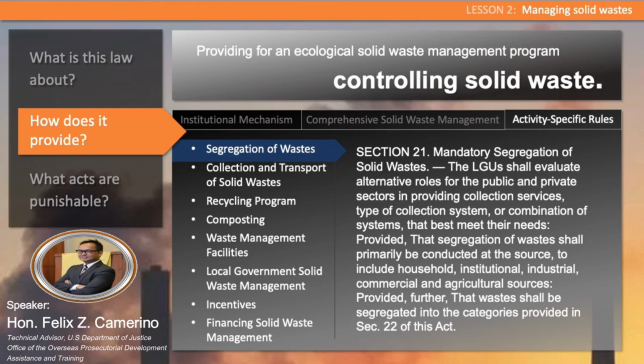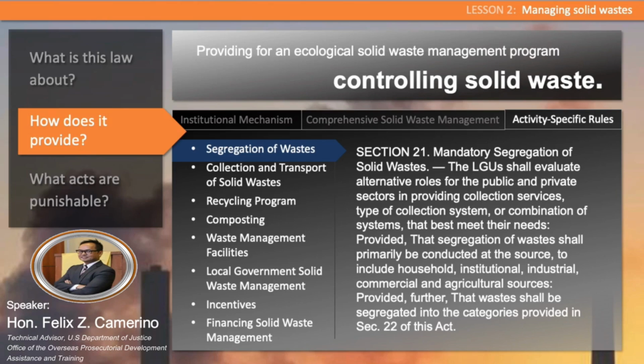Okay, so in providing that mandate, it qualified that whatever outcome, whatever the LGU decides, it specifically states that when it comes to segregation of waste, the actual act of segregating the waste, regardless of what the LGU decides on the role of the public and private sector, okay, regardless of that, segregation of waste must always be done primarily at the source.